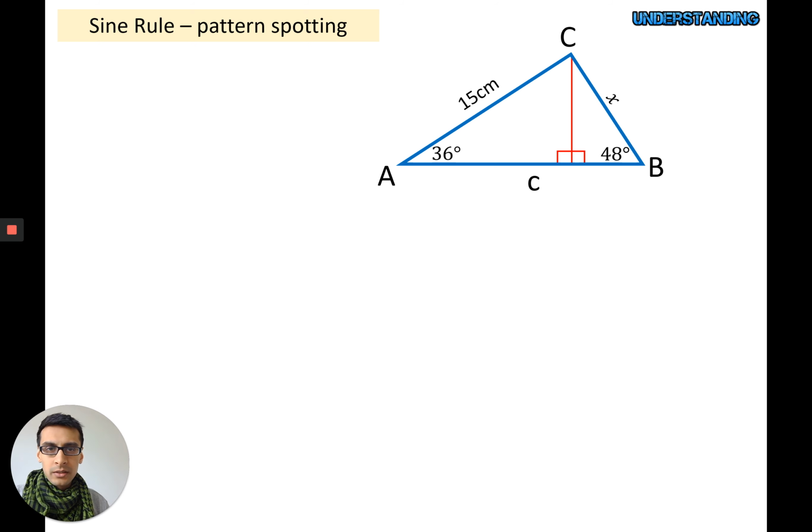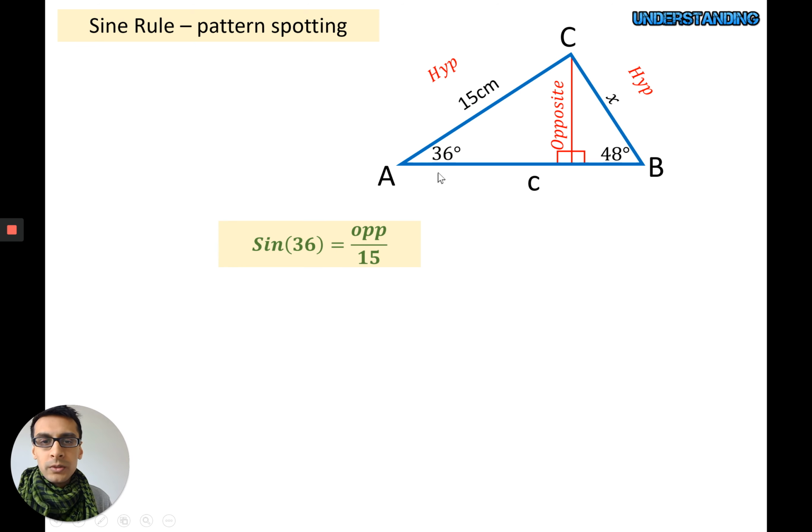And what you should notice, if I drop down the perpendicular height, you end up with 2 triangles, and the red line becomes the opposite side to angle A, CAB, and angle CBA. So these then become the hypotenuse of each of those respective triangles, and you can write that sine 36 is the opposite over 15, which is a hypotenuse. You can also say sine 48 is the opposite over x.